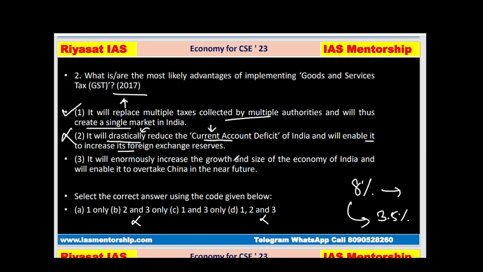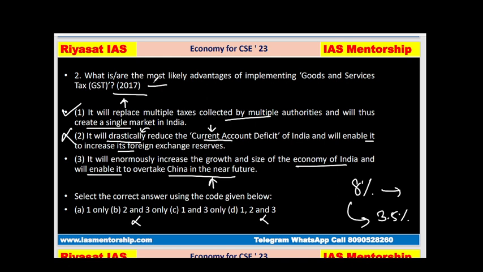It will enormously increase the growth and size of the economy and will enable it to overtake China in near future. अब बताइए भाई क्या सही है क्या गलत है, बताइए. थर्ड वाला स्टेटमेंट सही है कि नहीं भाई? इट विल एनेबल टू ओवरटेक चाइना इन नियर फ्यूचर. क्या गारंटी है इसकी?